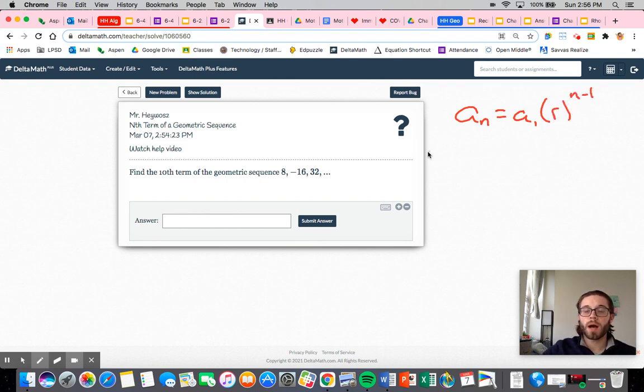All right, so what am I looking for? I am looking for the 10th term of the geometric sequence. So first of all, what do I need to figure out? I need to figure out my initial term. That's easy. I just look and go with 8. Now if I need the 10th term, I still am missing the ratio, so I need the ratio. So what's that going to be? Well, let's do 16 over 8, which is negative 2.